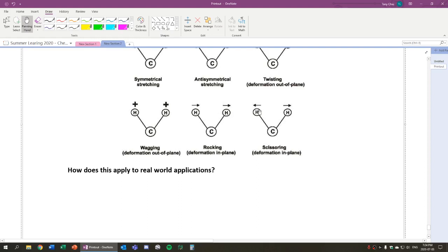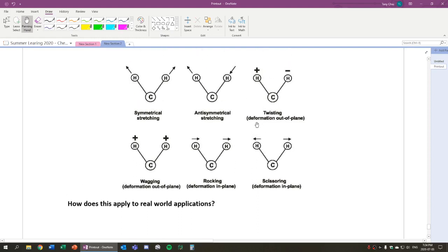The last one is scissoring. When this hydrogen moves this way, this hydrogen moves this way. And when this hydrogen moves back in, this one also moves back in with it. So they come together and they go apart. They come together and they go apart. Usually what I do is I demonstrate these with my body. So imagine this is my body and these are my hands. I could demonstrate what they look like. If you want to give it a try, you can.